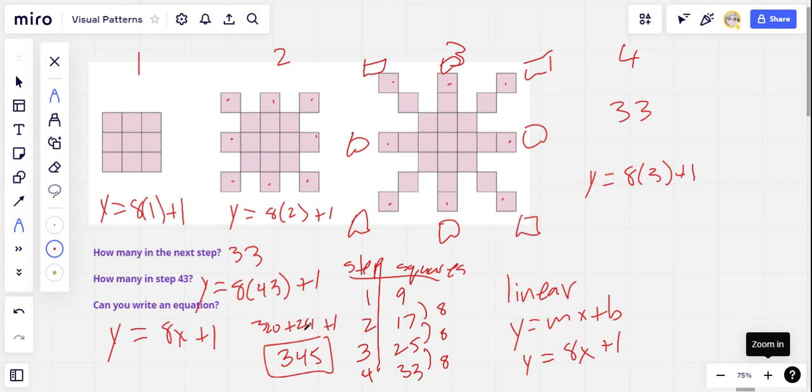Well, how did that go for you? Did you see this pattern? Did you get the correct answer for how many in step number 4? Did you get step number 43?